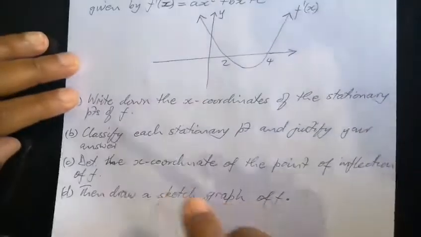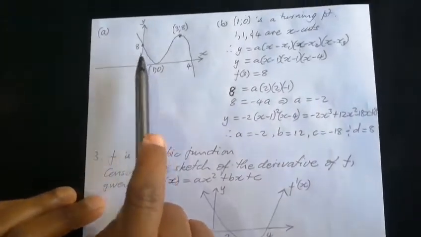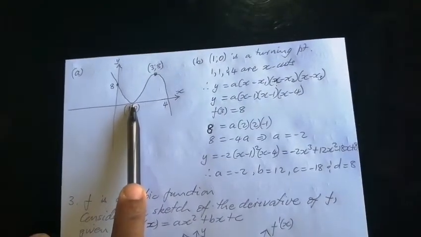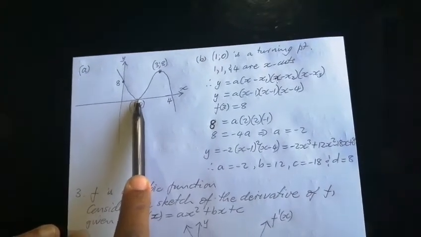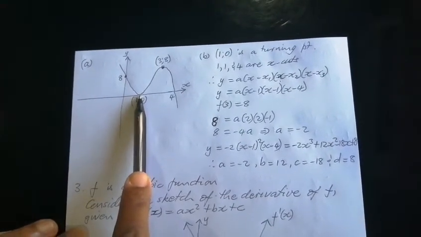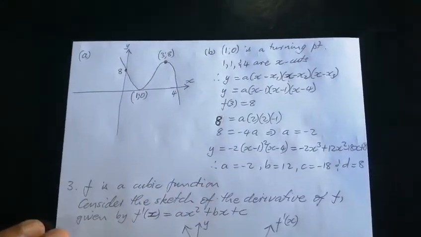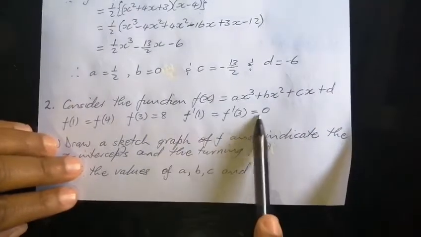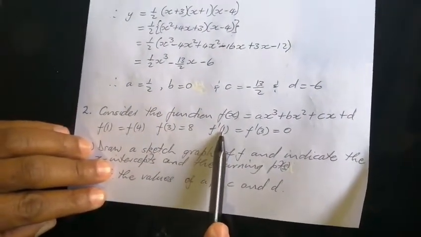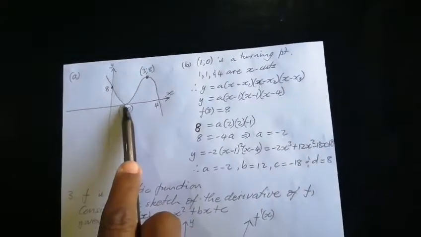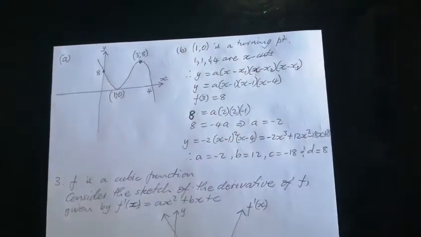So what do we have? We notice that our f dash of 1 is right here. So it means at 1 there is a turning point, and at 3 there is a turning point. This is what we have been given here. At 1 there is a turning point, at 3 there is a turning point, and that is why we have the turning points at 1 and at 3.